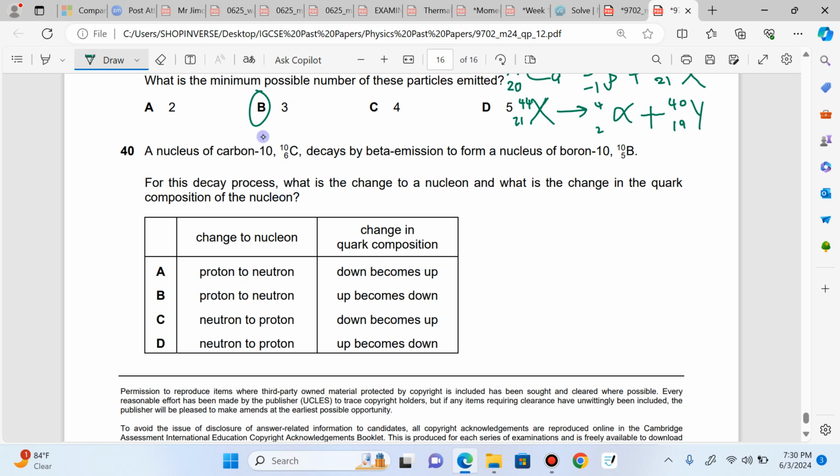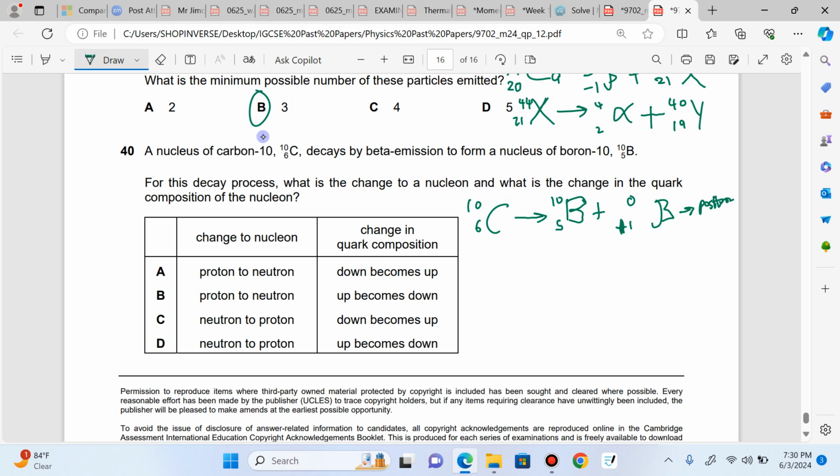So since carbon-10, 6 will form boron-10, 5, plus there must be a beta particle. 10 minus 10, 0, 6 minus 5, 1, plus 1. What does that tell you? This is a positron. This is a positron.